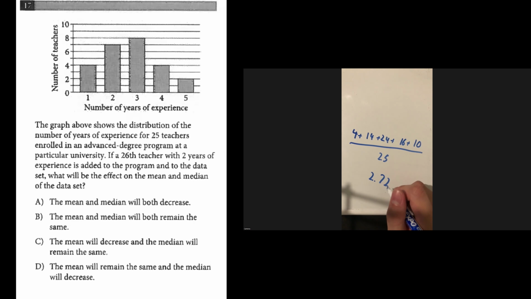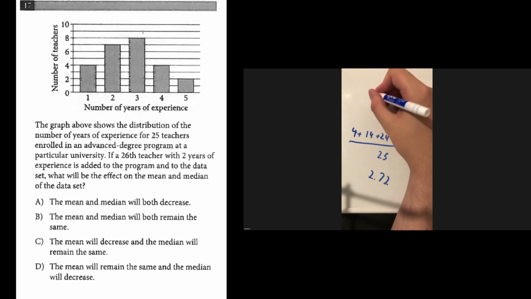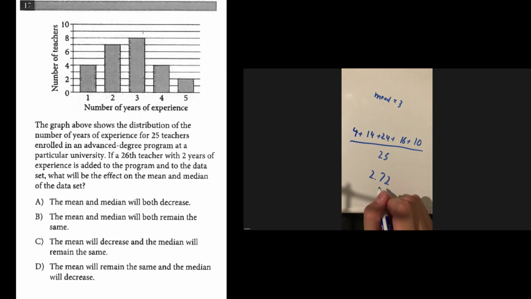And then for the median, we just have to figure out who the 13th teacher is, counting from the left. So you have 4 plus 7 is 11. So the 13th teacher would be at 3, and it wouldn't be at the edges. It would be sort of like here, closer towards the top. So the median is at 3 and the mean is at 2.72.